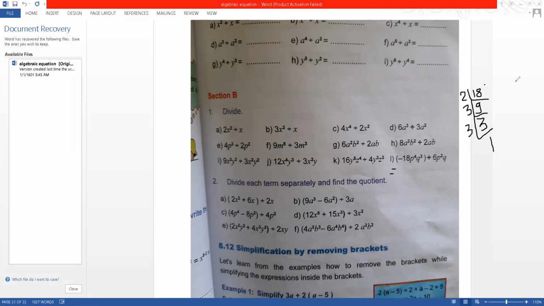And same for the 6 on the other side. 2 3s are 6. Okay, 3 1s are 3. So now that's done, so we know what to put in place of 18 and 6. So now we know it's 18 p to the power 4 q to the power 3.